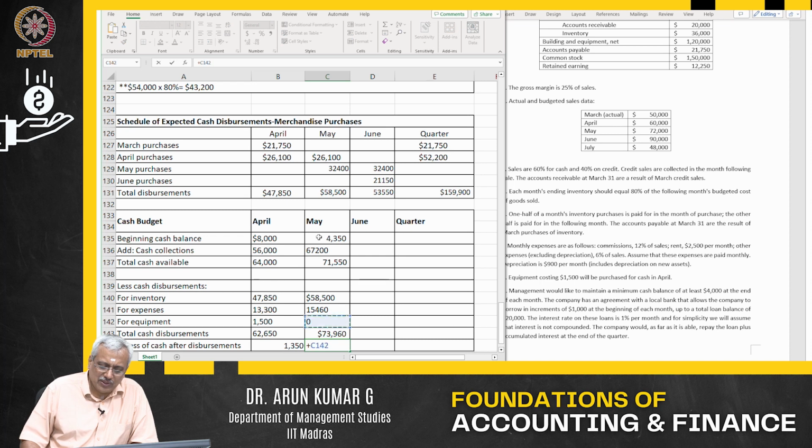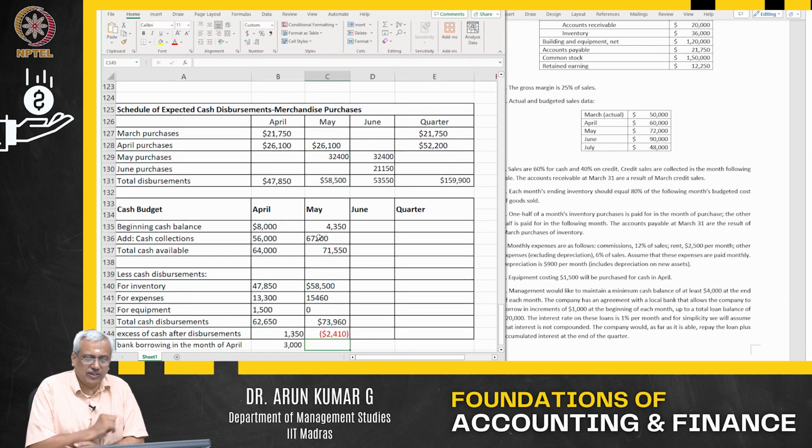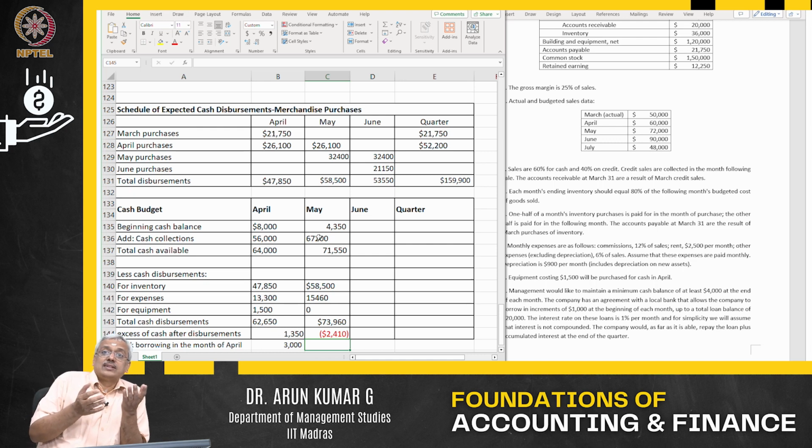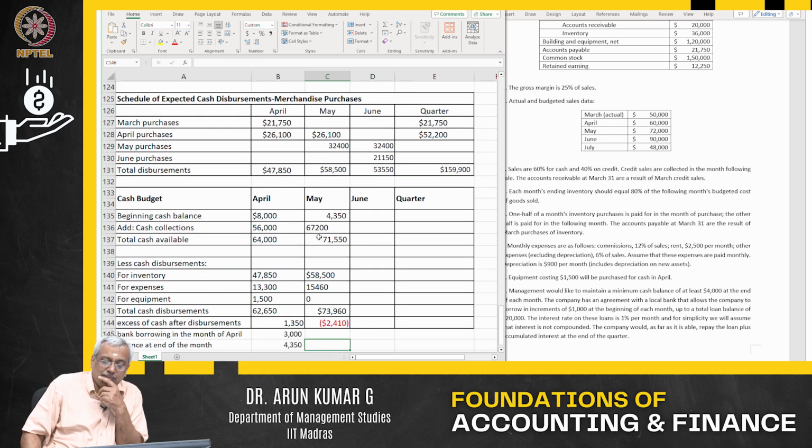What is the cash balance you are going to have? The cash balance you are going to have is basically going to be negative 2,410 out there. That means, can I have a negative cash balance? No, you will not have a negative cash balance. That is where they say I borrow right in the beginning of the month itself. How much would you have borrowed in the beginning of the month? I need to maintain a balance of 4,000 minimum.